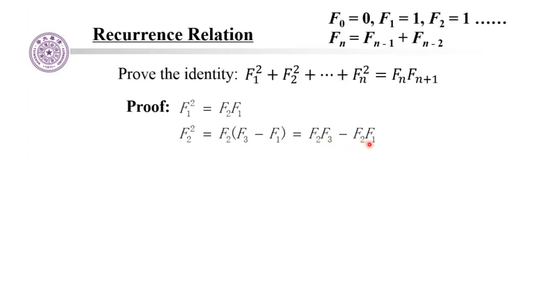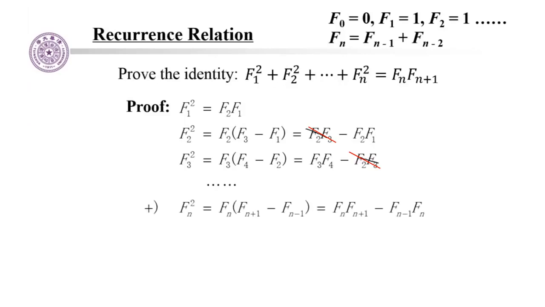Now we could see that there seems to be a change in index. Then f3 squared could also be written as f3 times f4 minus f2, which is f3 times f4 minus f2 times f3. Now, if we add them together, we discover that here is f2 times f3, and there is another f2 times f3 with a negative sign. By adding them together, they will be eliminated, and so forth. We will discover that the last term, fn squared, is equal to fn times fn plus 1 minus fn minus 1 times fn. Then let's add them together. We get the left-hand side of the identity.